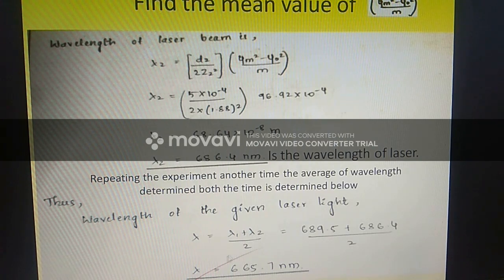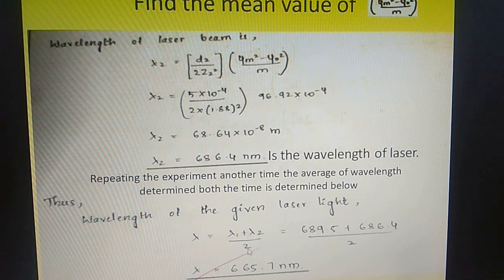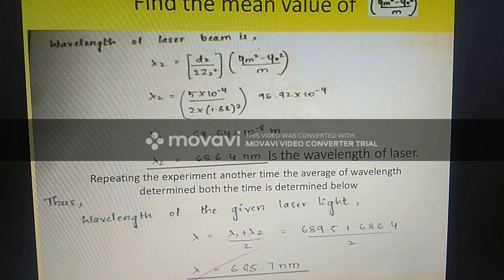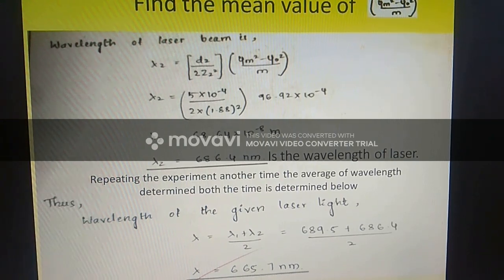But finally, I think they have calculated lambda 1 plus lambda 2 divided by 2, since they have used the same laser, and the final answer is like this. This is the way we are doing the experiment.